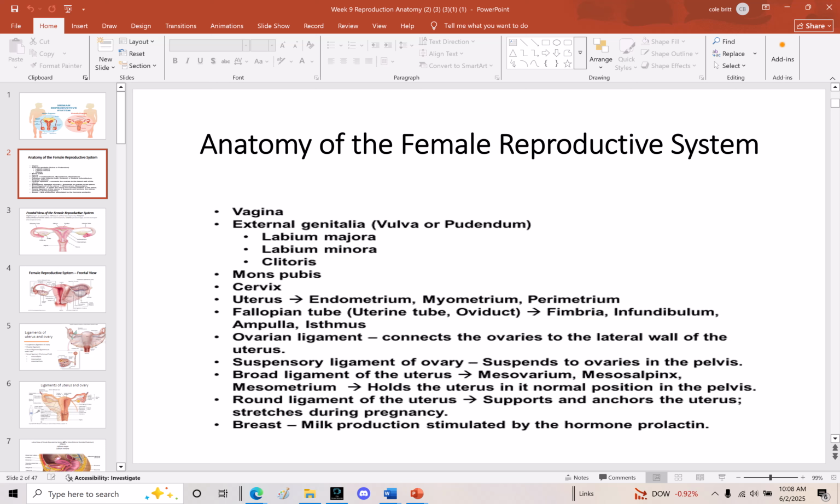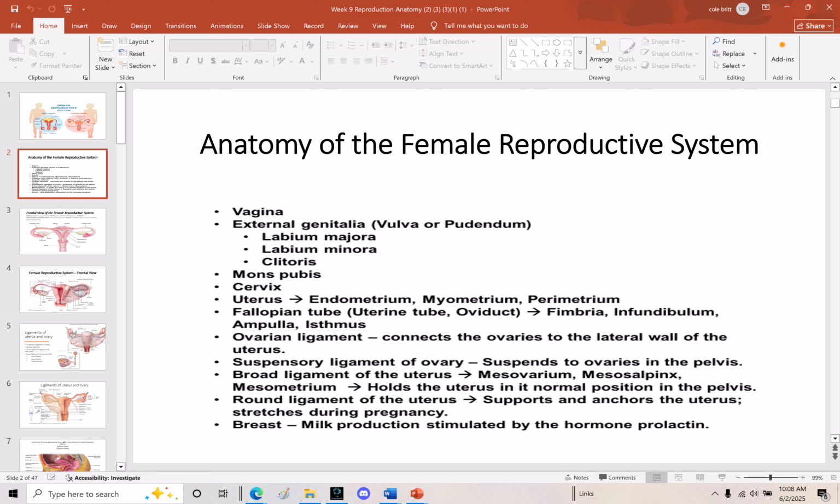So we have the vagina, the external genitalia, labia majora, clitoris, the mons pubis, the cervix, the different layers of the uterus, the fallopian tube, the ovarian ligament which holds everything up, the suspensory ligament, broad ligament, then the mesometrium and round ligament. And the breast is a lot of times forgotten as a reproductive organ, because that's where you nurse children. It's stimulated by what's called prolactin.